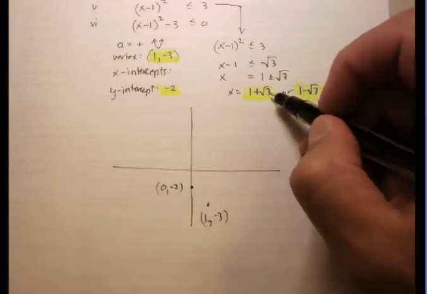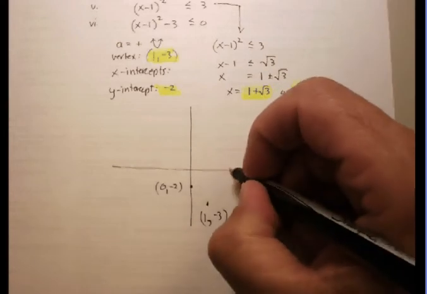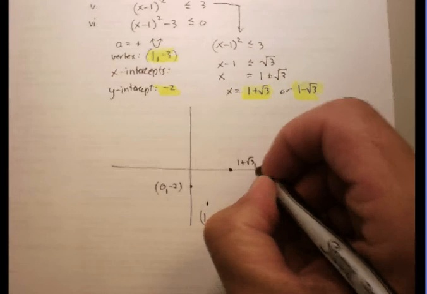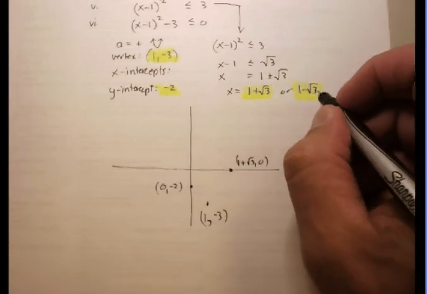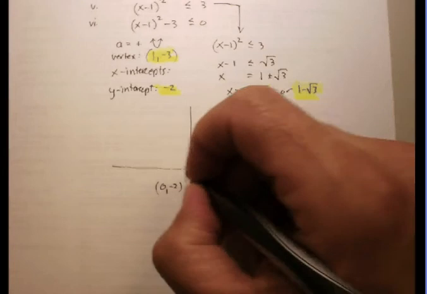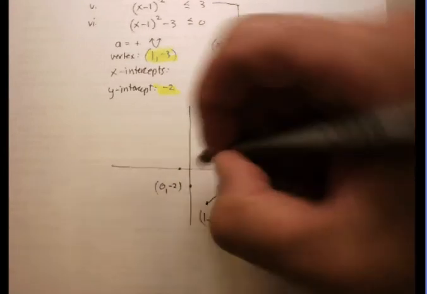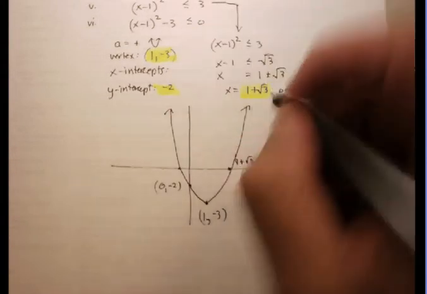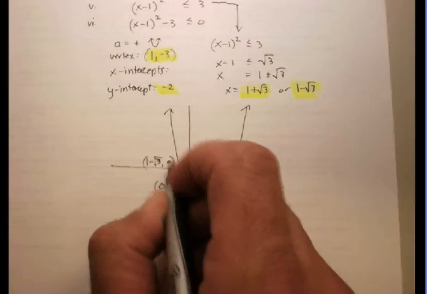1 plus radical 3. Now radical 3 is about 1.7, isn't it? So 1 plus 1.7 is about 2.7. That's right about there. 1 plus radical 3, 0. And 1 minus 1.7 is about negative 0.7. That's right about there. And that works actually perfectly with my parabola, doesn't it? And it opens upward. So 1 minus radical 3, 0.